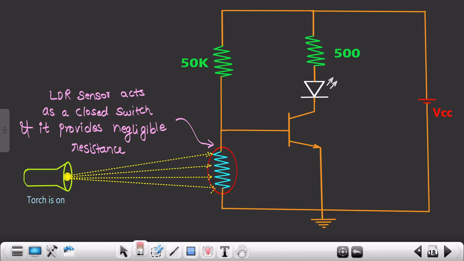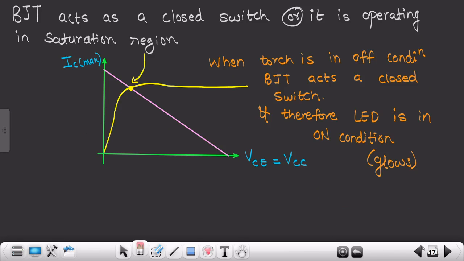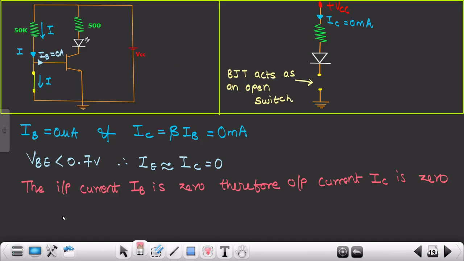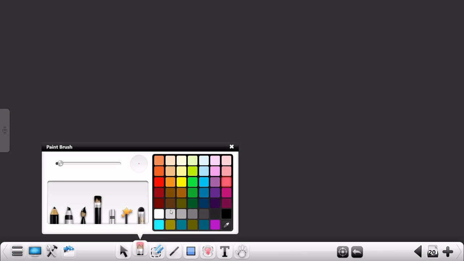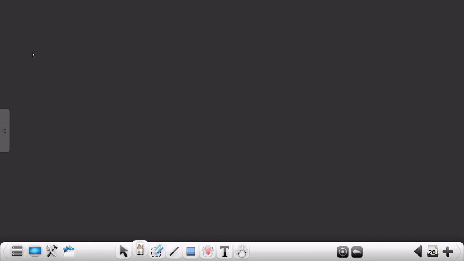Therefore, BJT acts as an open switch. BJT acts as an open switch, right? So let me move further. Right, so this is the most important point.